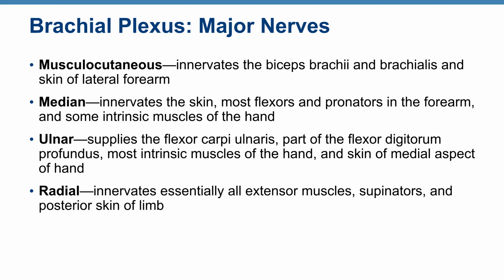Median innervates skin, most flexors, so they are on the anterior part of your arm and forearm, pronators of the forearm, and some intrinsic muscles of the hand. Ulnar supplies the flexor carpi ulnaris, part of the flexor digitorum profundus, most intrinsic muscles of the hand, and skin of the medial aspect of the hand, because it's on the ulnar side, right? So no wonder the skin that it innervates is also on the medial side.